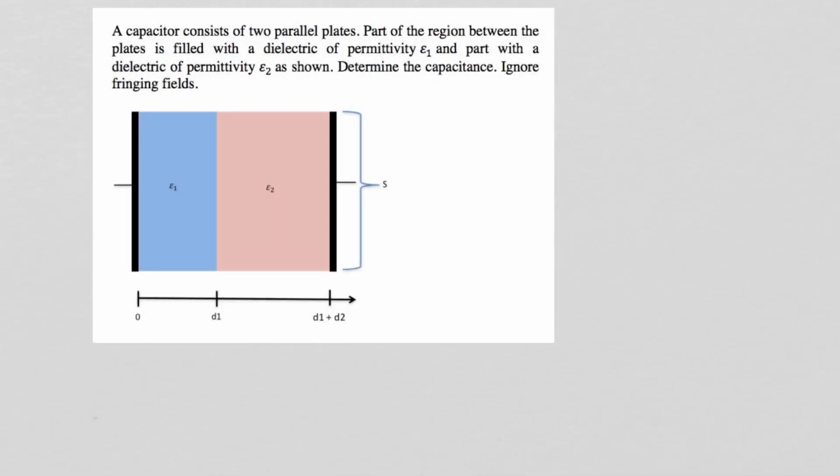You are given a parallel plate capacitor structure of plate spacing D1 plus D2 and plate area S. In the region from 0 to D1 is a material with permittivity of epsilon sub 1, and from D1 to D1 plus D2, a material with permittivity epsilon sub 2. You are to find the capacitance of this structure, but you are not to use circuit concepts.